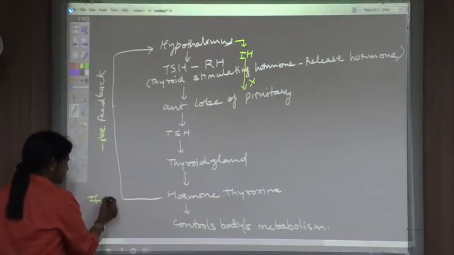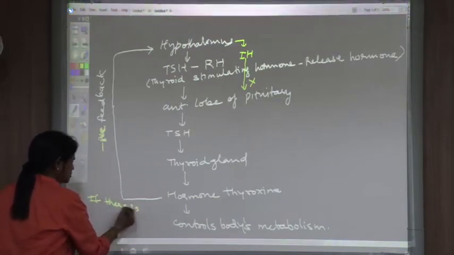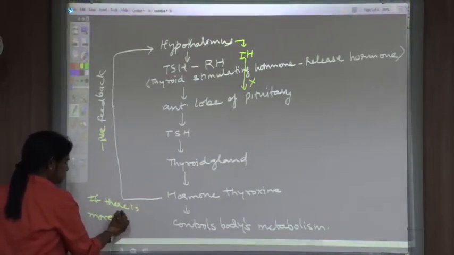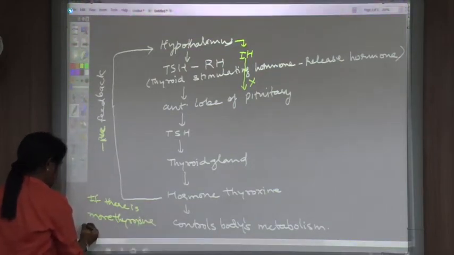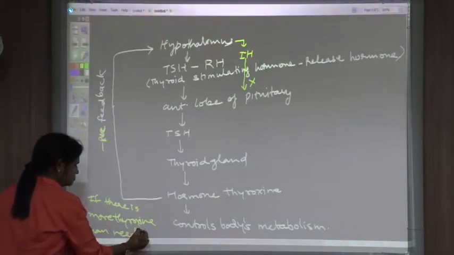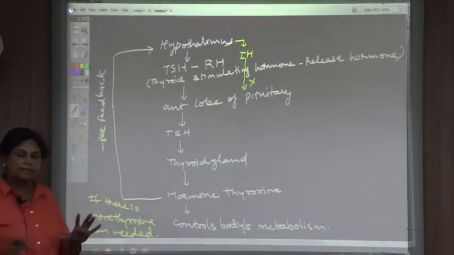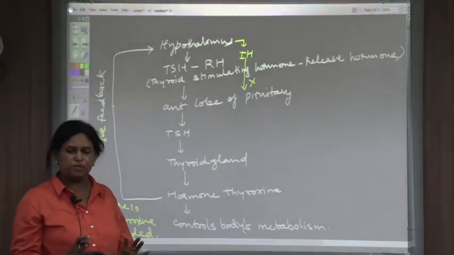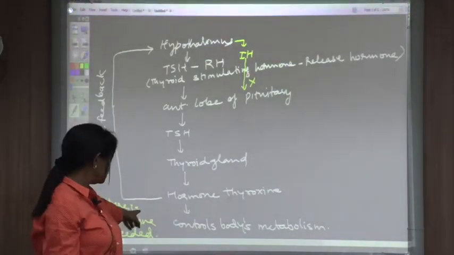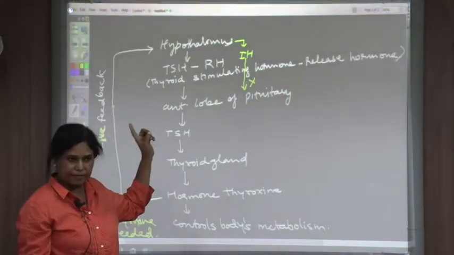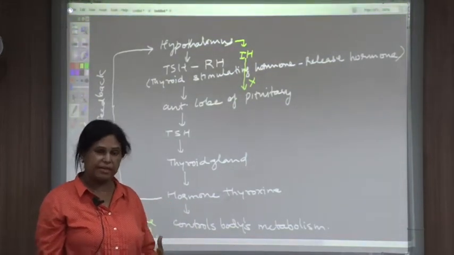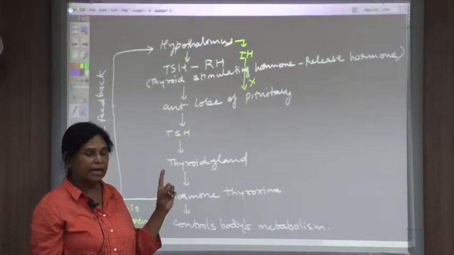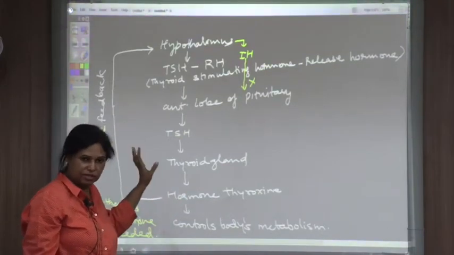So what is feedback mechanism? Accumulation of the product or the metabolic products, metabolite in the blood will automatically be inhibiting its own secretion. So that is what we call the feedback control. In fact, in our body most of the hormones and most of the metabolites are self-controlled like this. So that is one of the mechanisms of control of production of any metabolite in the blood.